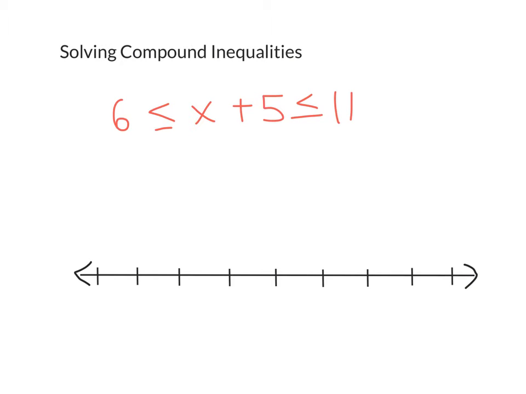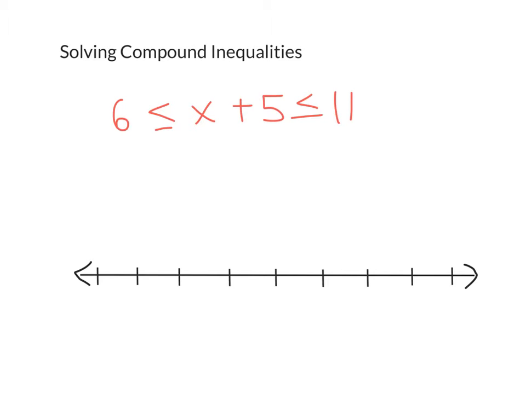Today we're talking about solving compound inequalities. Compound inequalities are inequalities that have two conditions that have to be met. So if we look up here, this compound inequality would be written as 6 is less than or equal to x plus 5, which is less than or equal to 11.